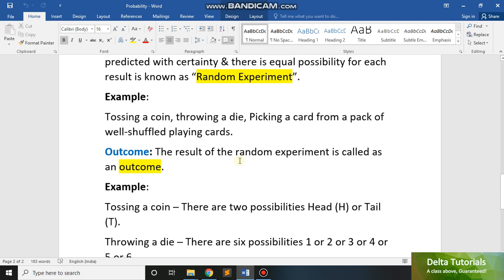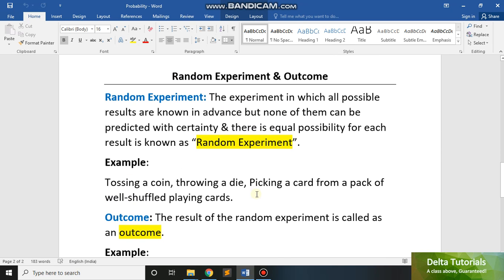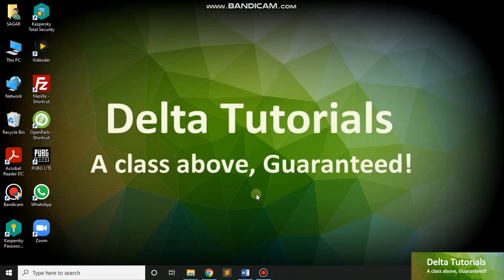So we can say that the result of a random experiment is called an outcome, and a random experiment means an experiment in which we know the results but we cannot firmly predict what the result will be. So this is all about the random experiment and outcome topic.